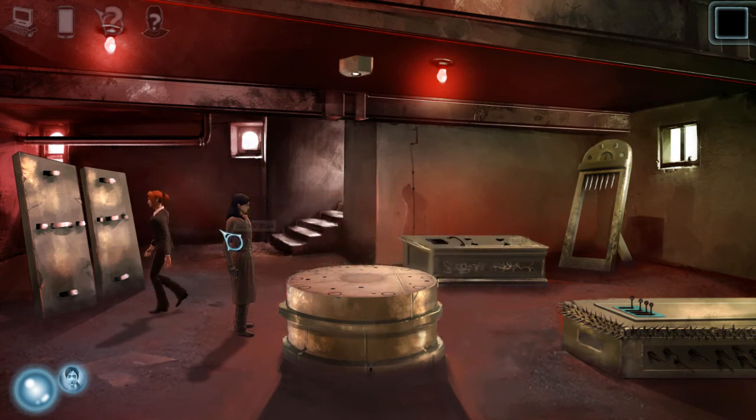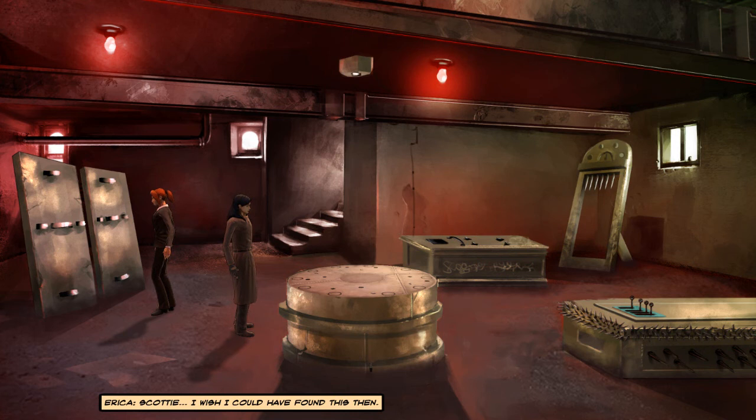Now I can talk about these two women's personality right now, but let's see. I'm probably going to be ending this soon because this room is very, very complicated, and I do like the way that it's set up. But before I end, I should at least introduce a couple things. This is the trap that Scott was on in episode 1. Scotty. I wish I could have found this then.